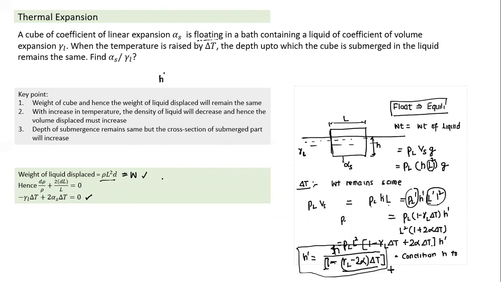Weight is constant. Yes. See here, why I equated to 0: since D was constant, I have not taken the derivative. If D also was changing here, or maybe I can use H here, I would have written the expression as d rho by rho plus 2 delta L by L plus D into, let me use H here, dH by H is equal to 0. That term should be positive. So both ways, we can do that.